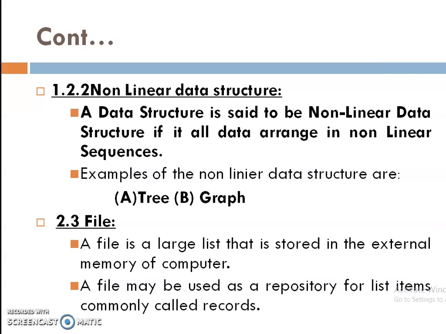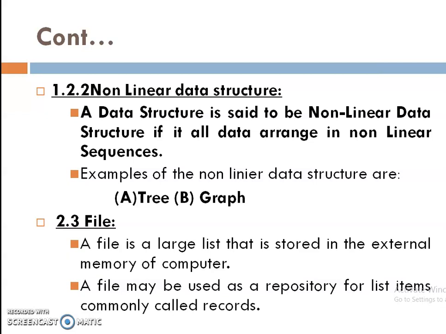Now, second, non-linear data structure. A data structure is said to be a non-linear structure if all its data are arranged in a non-linear sequence. Examples of non-linear data structures are tree and graph. Tree and graph we will discuss in the next chapter on data structures.